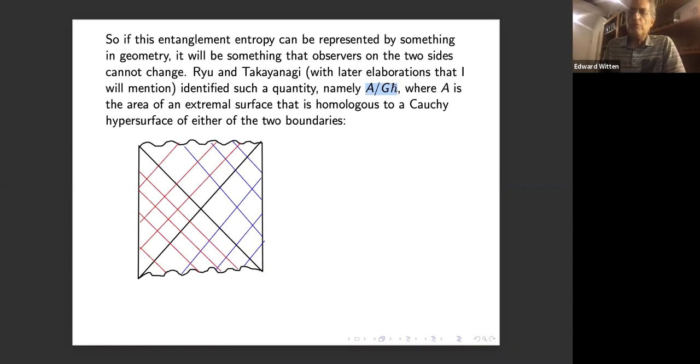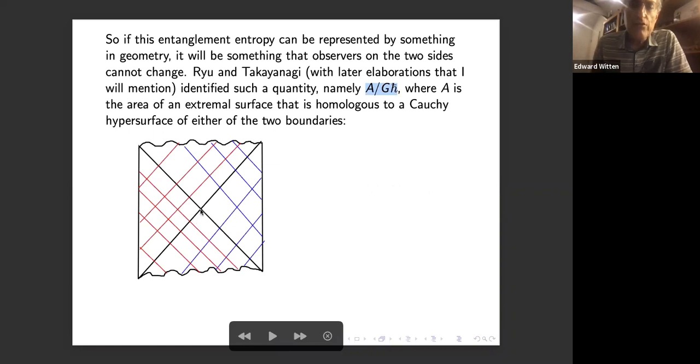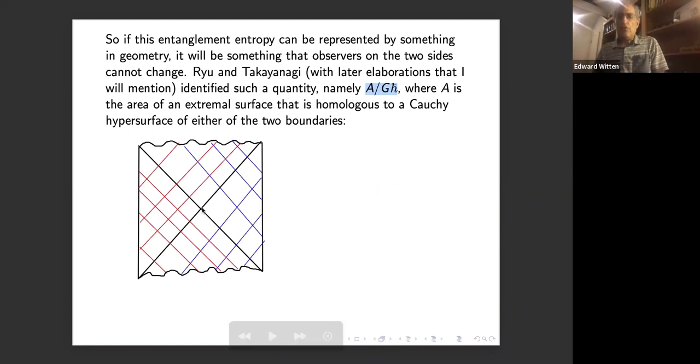So the only reasonable geometric candidate for the entanglement entropy, which the observers can't change, or in other words, the fine-grained, microscopically defined entropy, is that the area we have to use is at this bifurcation point, which the two observers can't change. It's the only area in the picture that they can't change. So it's the only area in the picture that's a conceivable candidate for representing the fine-grained or entanglement entropy between the two sides.